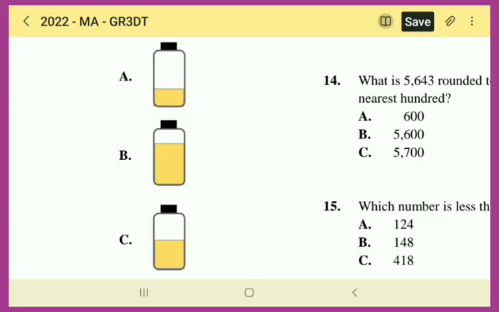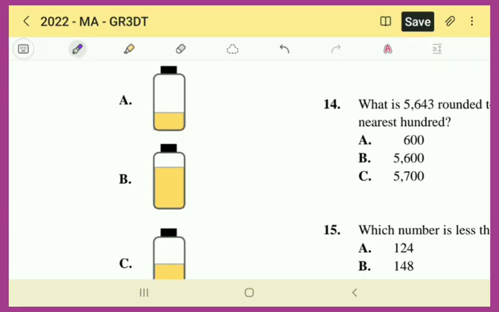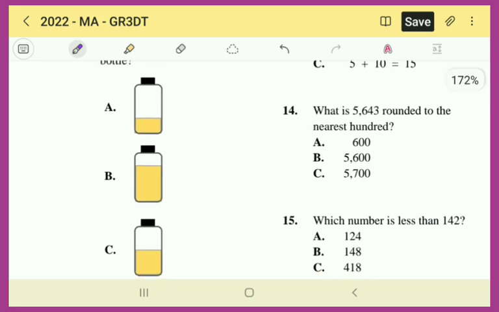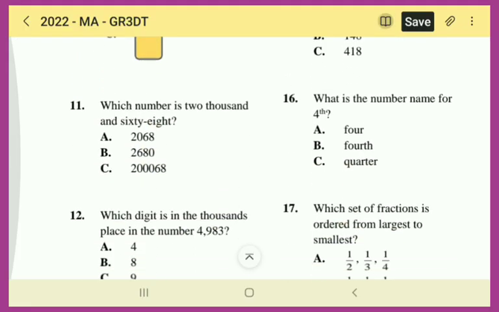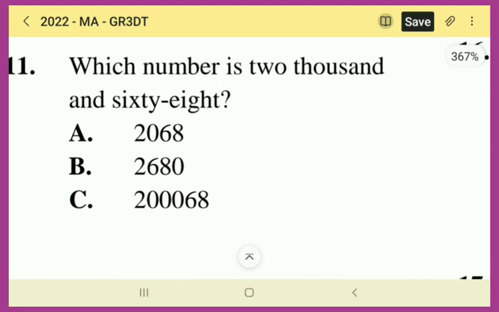All right, the answer is, boys, shout out the answer. Which of these is more than a half full? Good job. The answer is A. A is more than halfway full. Number 11 is for my girls.